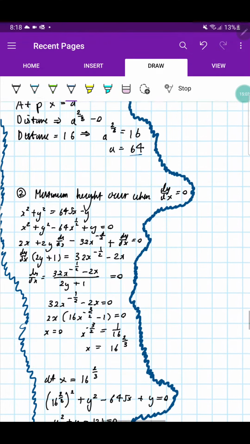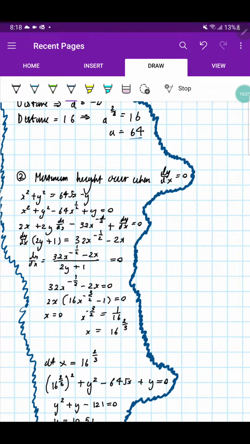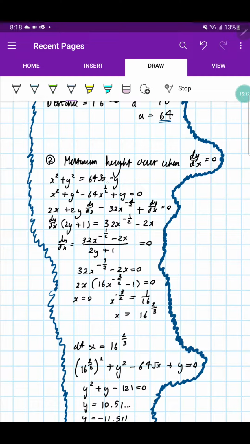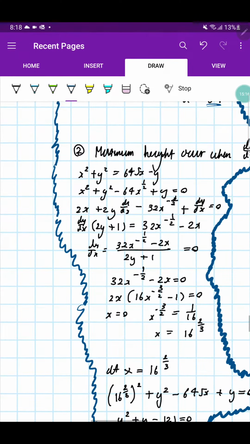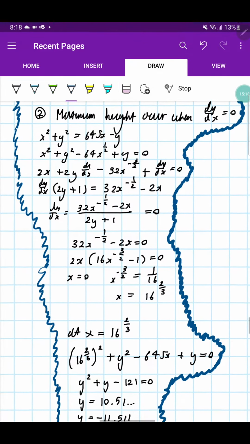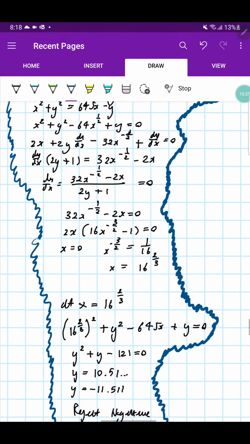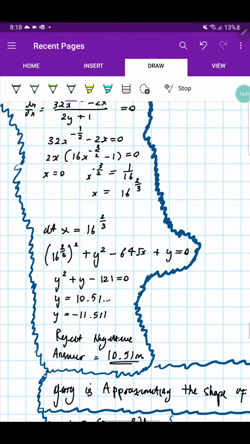And then to find the maximum height, we need to solve when dy by dx equals 0. So we know what a is now. If we substitute it here and rearrange, we use implicit differentiation. So we get 2x plus 2y dy by dx minus 32x to the power minus a half plus dy by dx equals 0. So we factorize it and make dy by dx the subject to get this. And then we get x equals 0 and x equals 16 to the power 2/3.